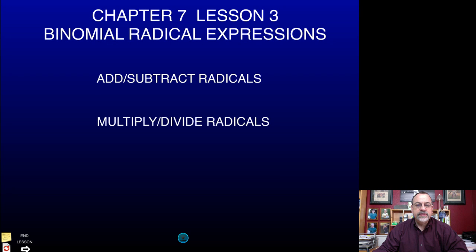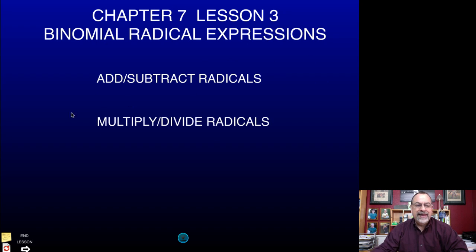Advanced Algebra, Chapter 7, Lesson 3, and we're going to look at multiplying and dividing radicals. Now, you may be thinking, but we've already done that because we have been working with these in the previous lesson, and you are correct. So what we're talking about in this is that we're going to be multiplying and dividing binomial radical expressions.